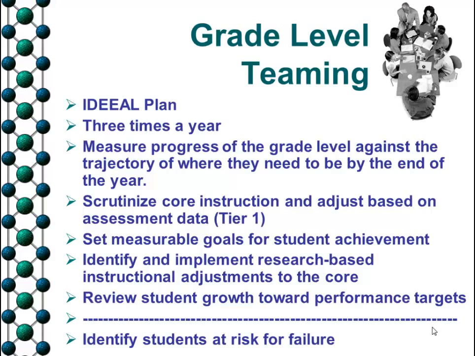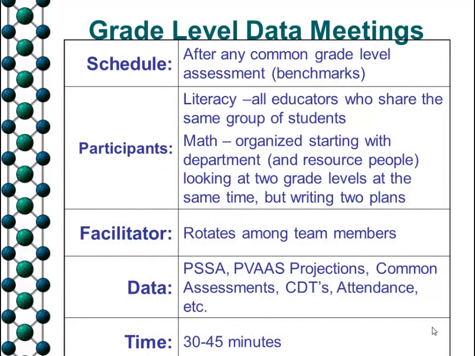And that is, once we've decided what the grade level needs, then we take a look at who are the students who are at risk for failure, who are really discrepant. And in addition to our grade level plan, what else do they need in order to increase achievement?